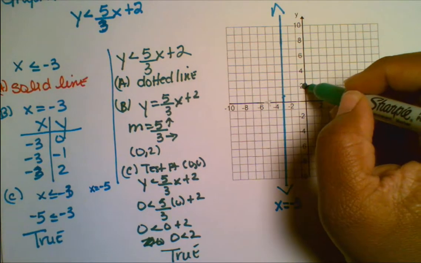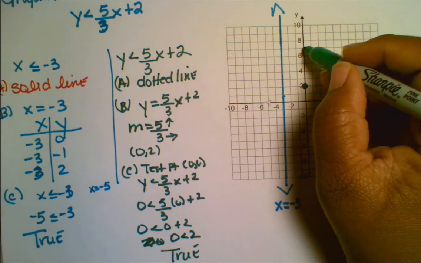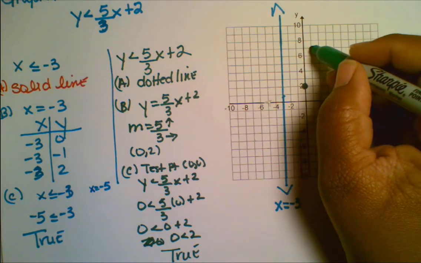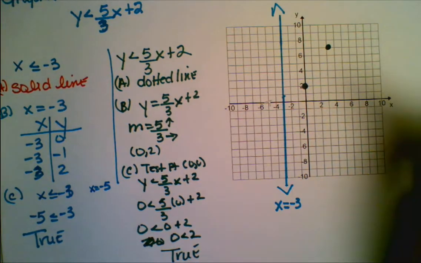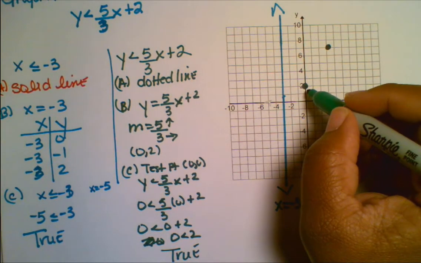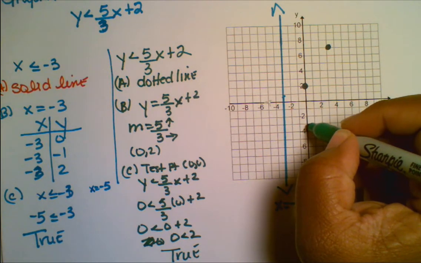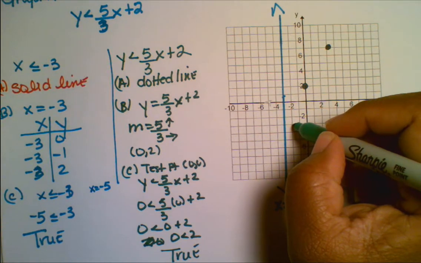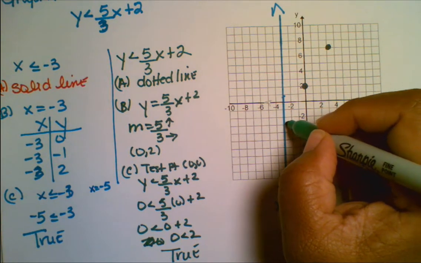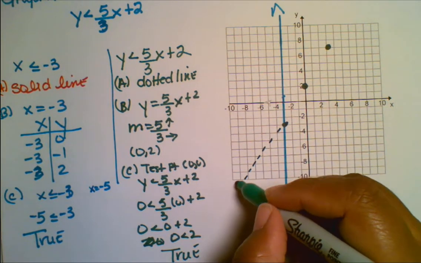We're going to go up 5 units: 1, 2, 3, 4, 5, and run over 3 units to the right: 1, 2, 3. Okay, now I'm going to go in the opposite direction, go down 5 units: 1, 2, 3, 4, 5, and then go over 3: 1, 2, 3. So we have a dotted line.